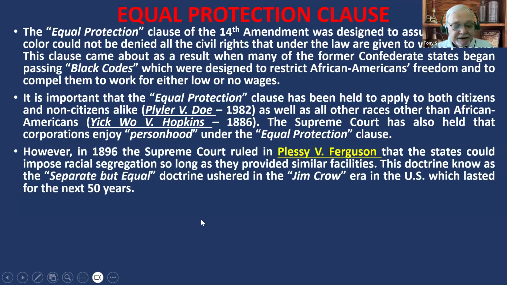However, the good old Southern states, they had a way of getting around a lot of things for a lot of years.